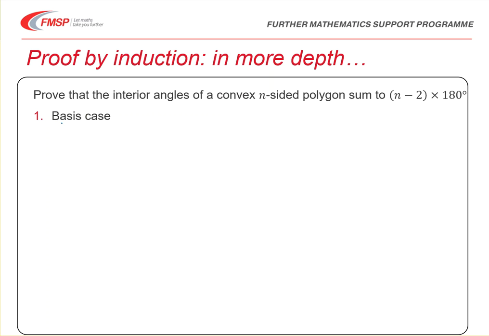Step 1, we need to think about the basis case. The basis case, the smallest n-sided polygon would be a triangle, so we need to look at the case where n is equal to 3.